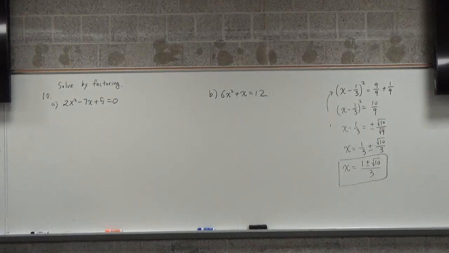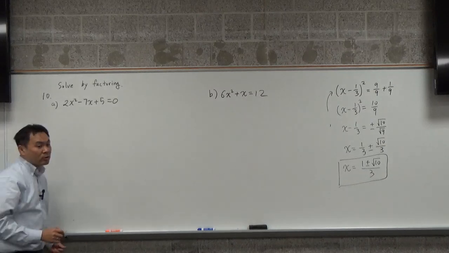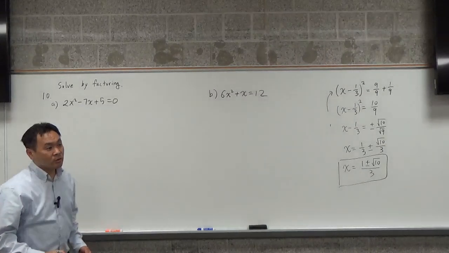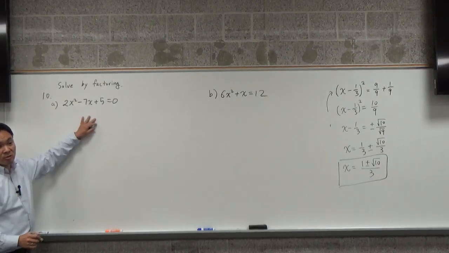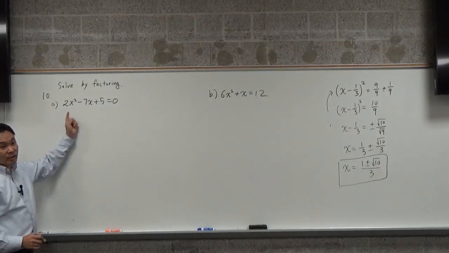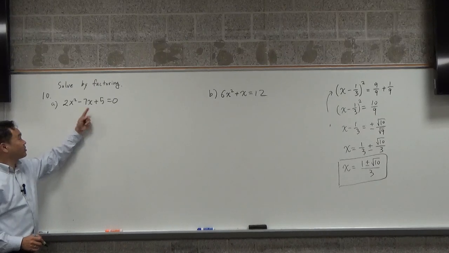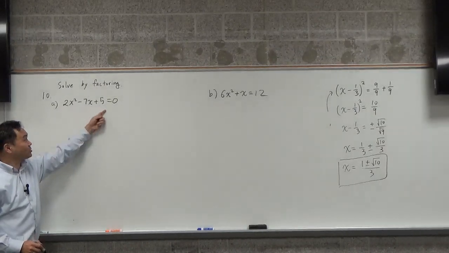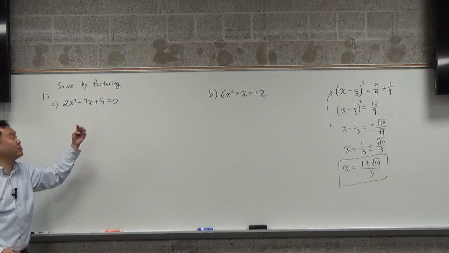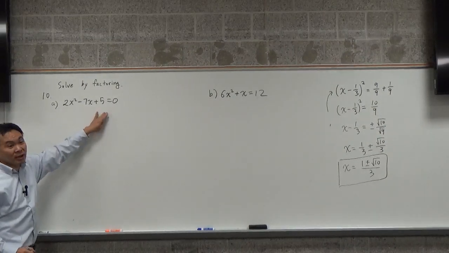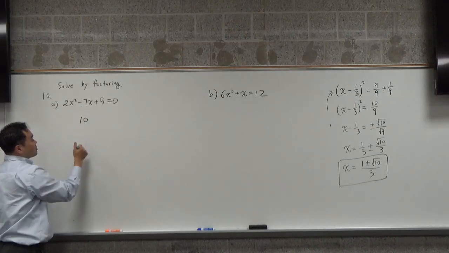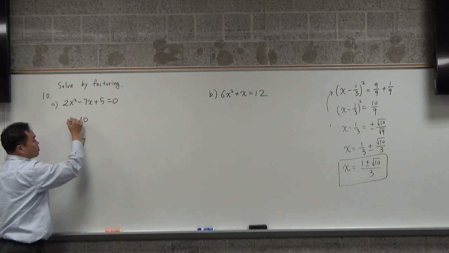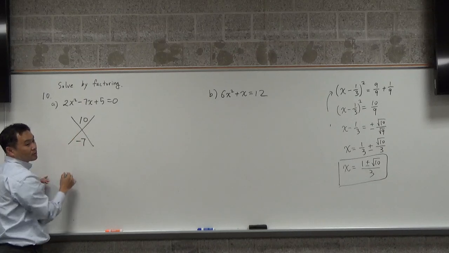These are questions about factoring using the AC method. So you remember what the AC method is? What do we do first? Multiply A and C, right? When you have A, B, C, you multiply A and C. That's why it's called the AC method. So 2 times 5 gives you 10. And then you bring this negative 7 down here to create an X chart.